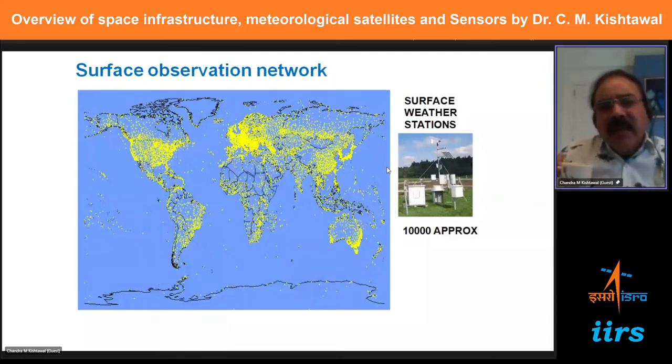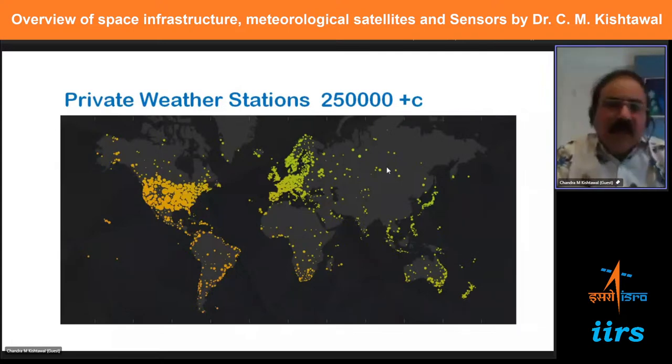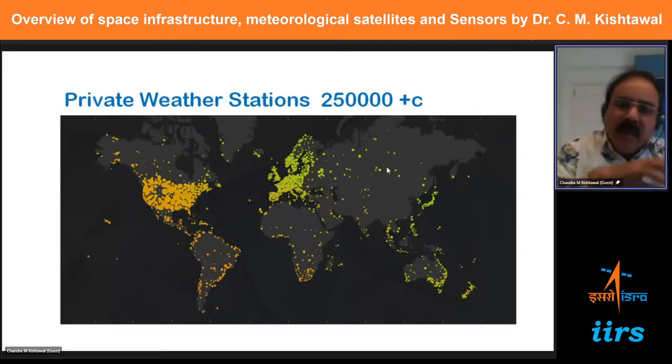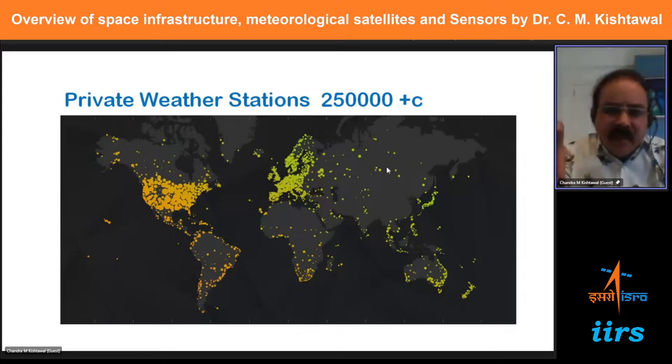Somewhere they are maintained by government agencies. Apart from those 10,000 government sites, there are 250,000 plus maintained by private people. Everybody who has a big farm or who has some interest in agriculture or any research, university, research organization, research institute, research center, all these people maintain this kind of observations. You can see that there is a big density of these observations in the United States. These are the private weather stations, and they are in Europe and Japan and in some parts of Australia, South Africa, and some parts of South America. There is a big density, and they are approximately 25 times more than the number of stations maintained by the government.